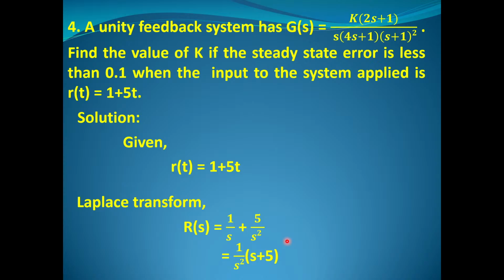You just take the common denominator and simplify it. You will get 1 by s square into s plus 5, or you can leave it as it is. No need to even modify it. If you don't want to, don't modify it. You can further modify by taking the common denominator, and you will get 1 by s square into s plus 5. You just write it down as soon as you complete.